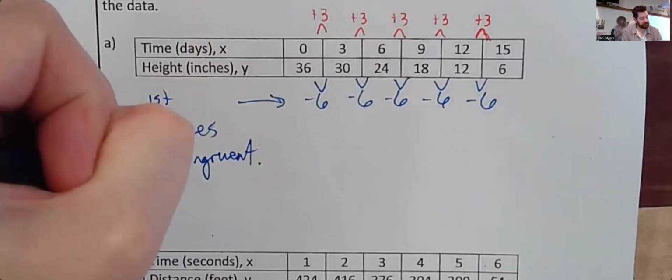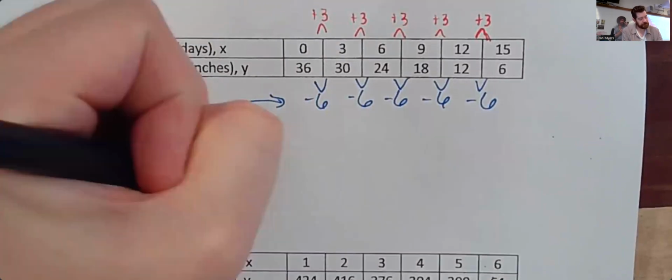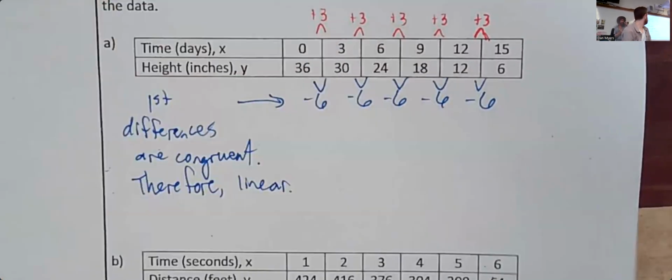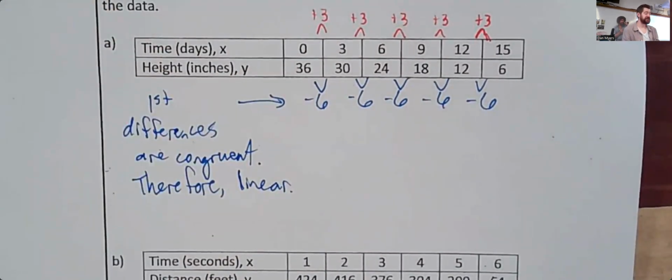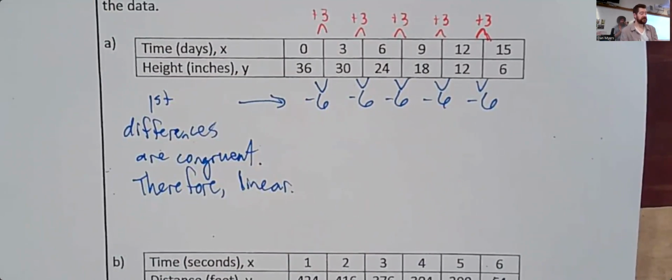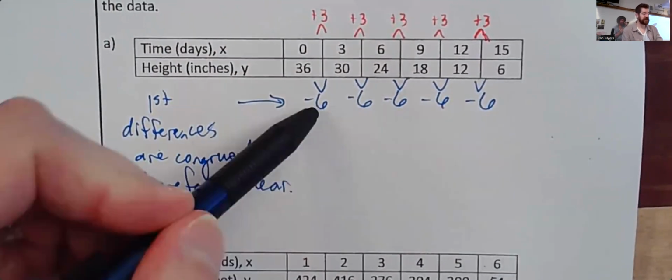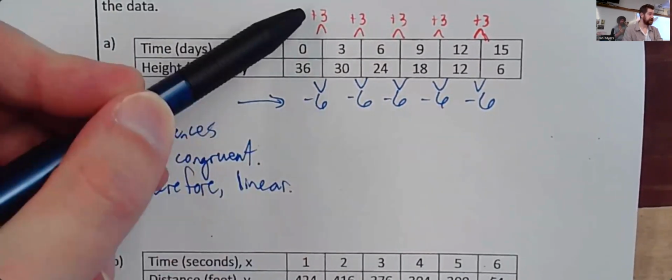Therefore, linear. If your first differences are all the same, that is a linear relationship. Every time x increases by 3, y decreases by 6. Which is basically a slope, right? Change in y over change in x. So the change in y is -6 over the change in x is 3.